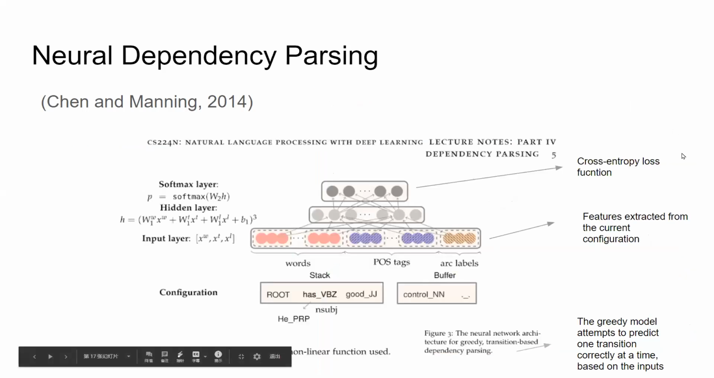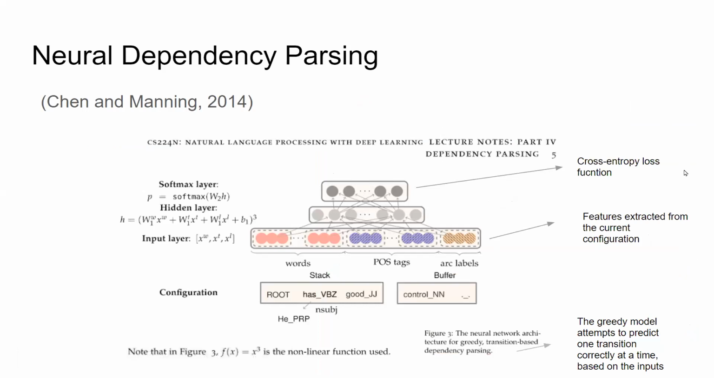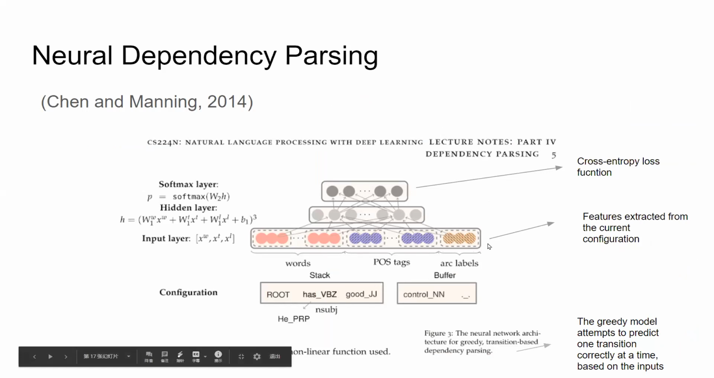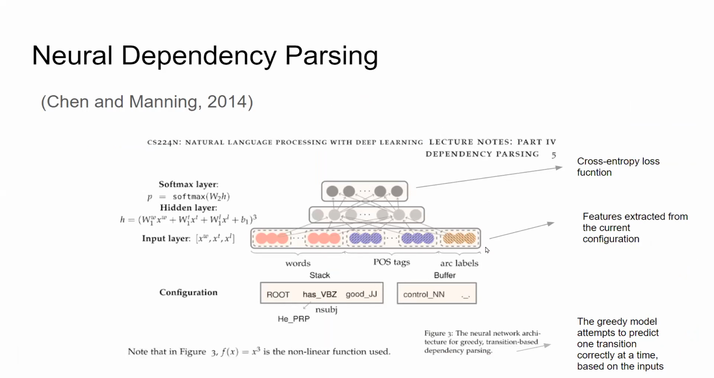So this is an overview of the parser. This parser has three layers, just like an ordinary plain neural network model. The input layer has features extracted from the current configuration. I'll talk about them in the next slide. The hidden layer has neurons making weighted combinations of the inputs, plus a bias. Here they use a cubic function as the activation function.